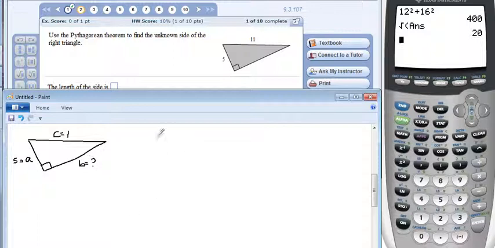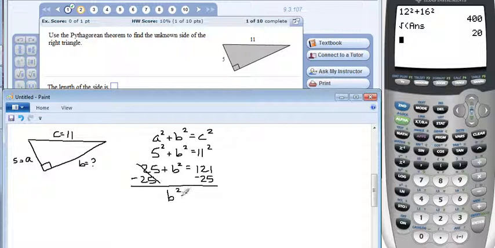So we're going to use the Pythagorean theorem again. A squared plus B squared equals C squared. Okay, so we have 5 squared plus B squared equals 11 squared, not 1. Well, what do we got? 5 squared is 25 plus B squared is equal to 121, 11 squared. I'm solving for B now, so I'm going to subtract my 25 across.